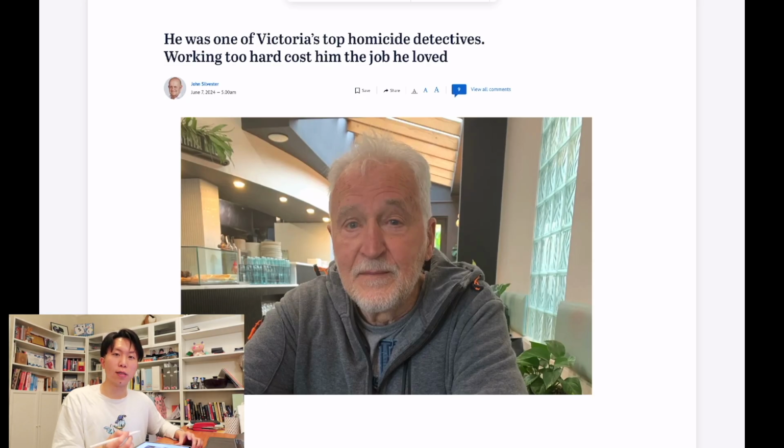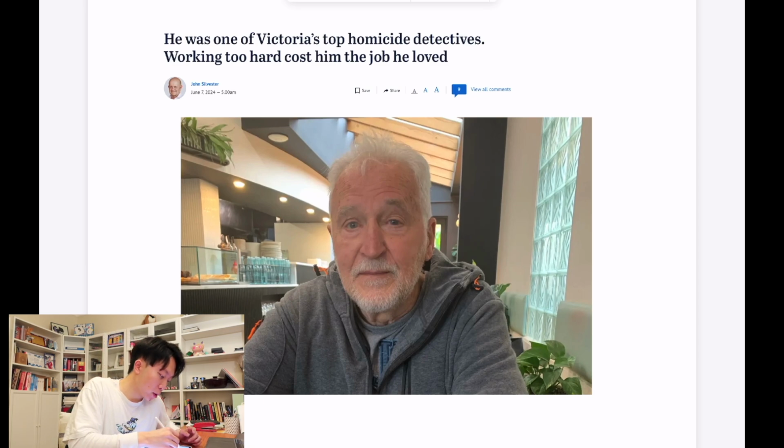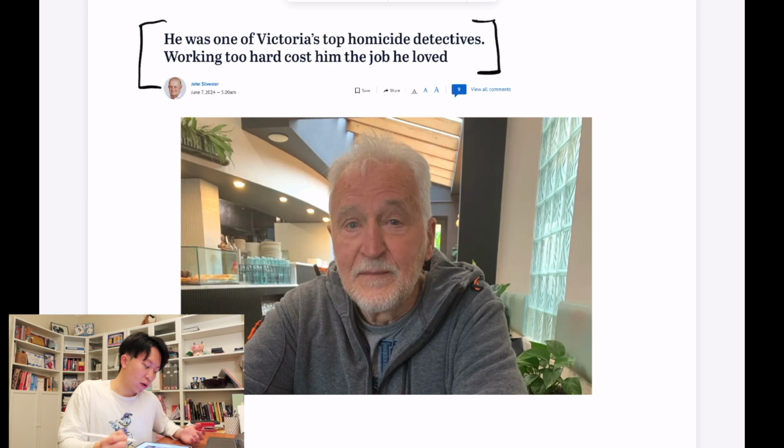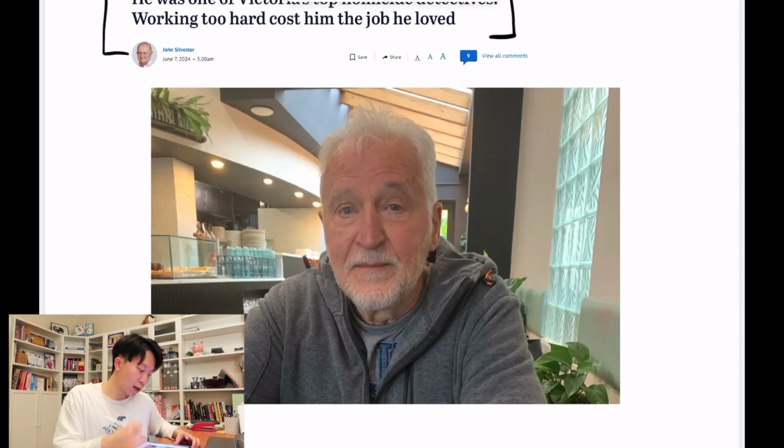Now let's have a look at this second image here. This photograph was taken from The Age, one of the articles from The Age. I was just looking through the news articles and this was one of the ones that popped up. I don't know that much about the article either, but I think the title gives us enough information. He was one of Victoria's top homicide detectives. Working too hard cost him the job he loved. And now let's have a look at the photo.